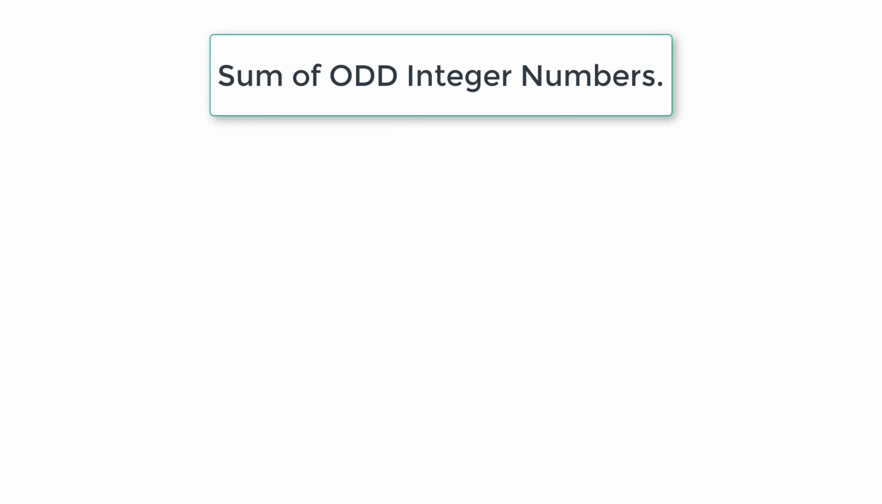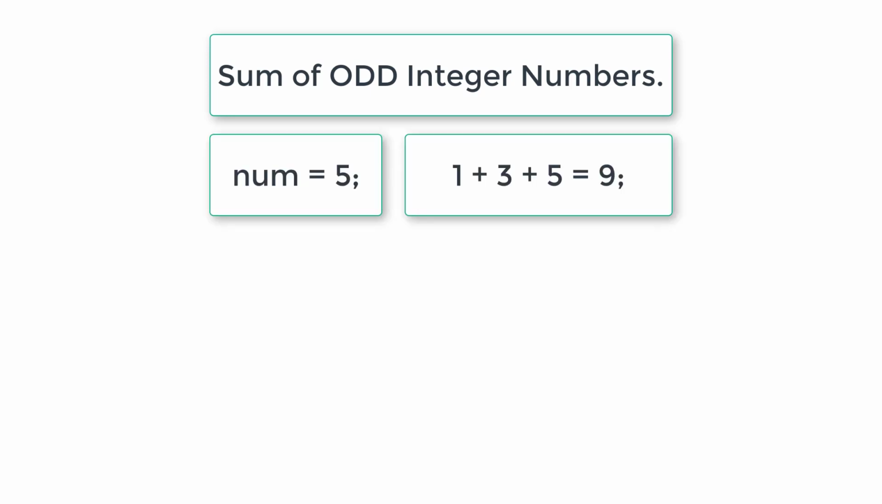In this program, we ask the user to enter a number. If the user enters 5, we find all the odd numbers from 1 to 5, add them, and output the result onto the console window. In this case, the result is 9.